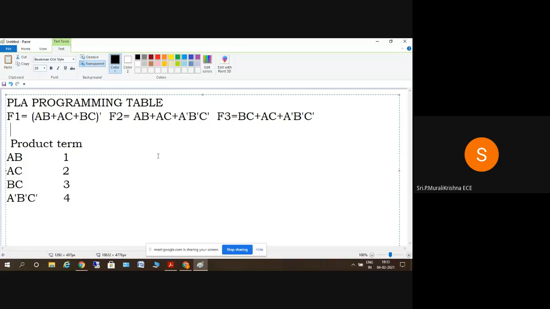Okay, so what are the inputs available here? This is the first step: identifying the product terms from the true forms and the complement forms. You can also compare different combinations of true forms and complement forms, and see how many product terms we get. The combination with the fewest product terms will be selected. So inputs will be A, B, C.